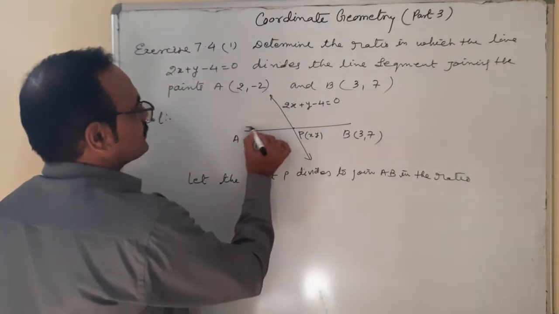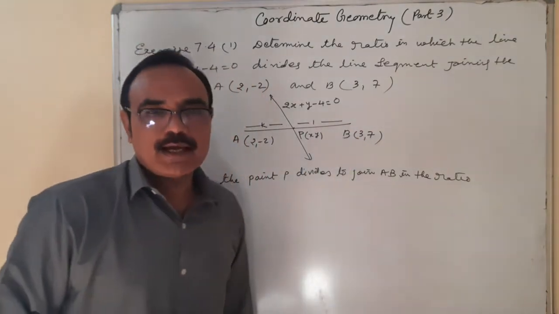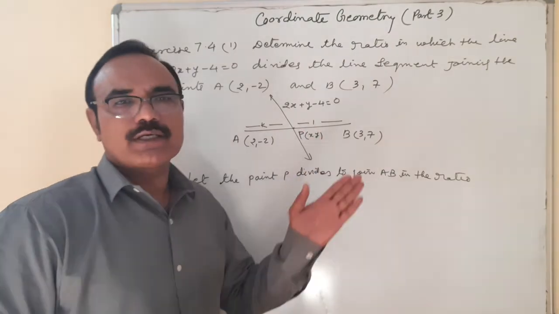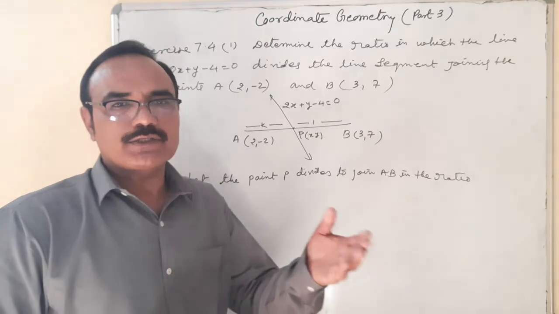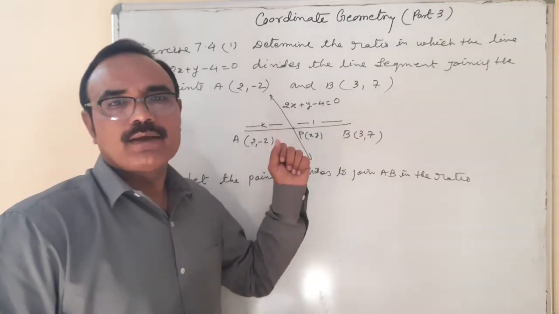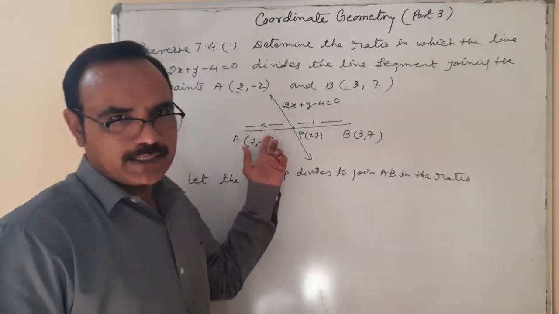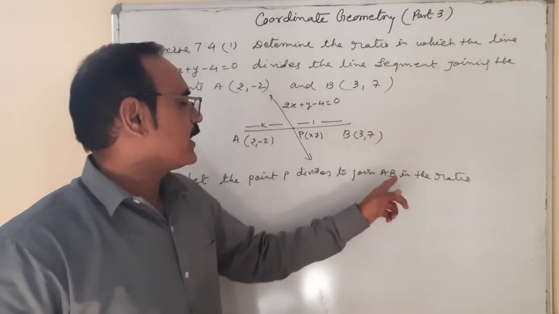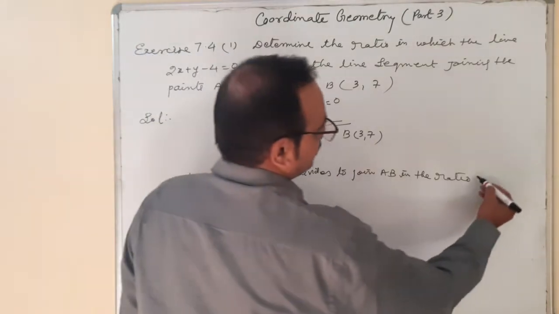May I take the ratio as K ratio 1? Why have I taken K ratio 1? Why not M1, M2? Because if I take K ratio 1, it is sufficient for us to find the value of K. Whatever the value of K comes out, suppose it is 2 upon 7, the ratio is 2 upon 7. It is the simplest way. If you are finding the ratio, simply take a constant term first and 1 second. So let the point P divide the line joining AB in the ratio K ratio 1.